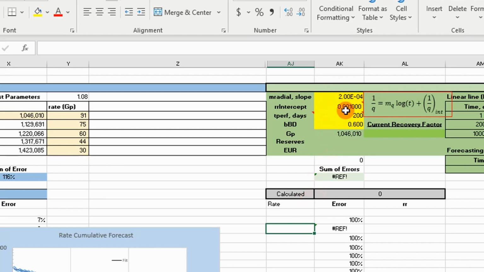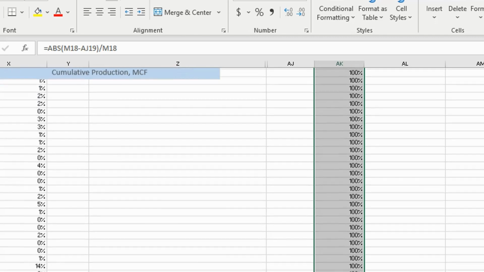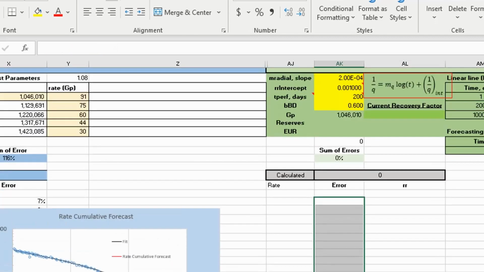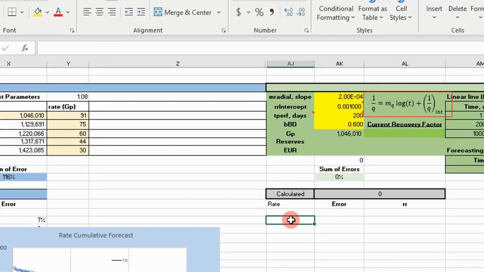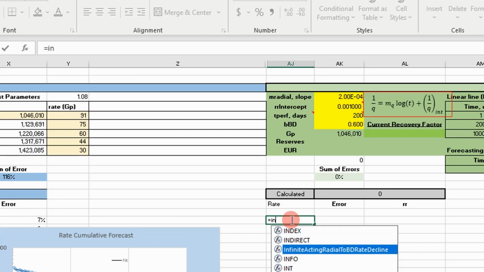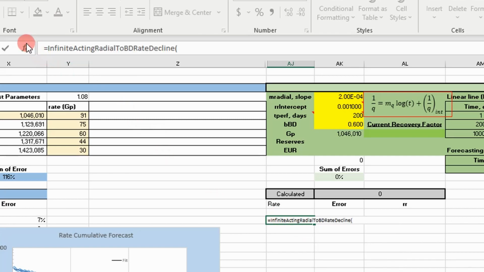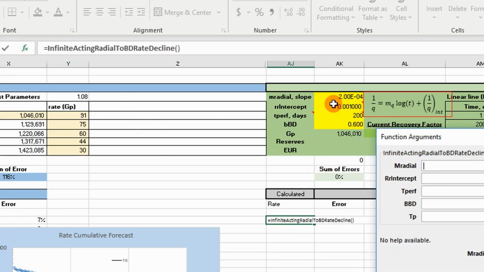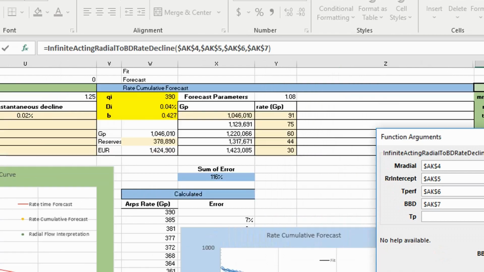So what I'm going to do is apply that function right here. I'm going to take out our error so that you guys understand the full extent of what I'm doing. So the function is infinite acting radial to boundary dominated decline. And so it's going to take our slope. You're going to want to freeze that, our intercept, our time produced to the end of radial flow, be boundary dominated, and the time produced.